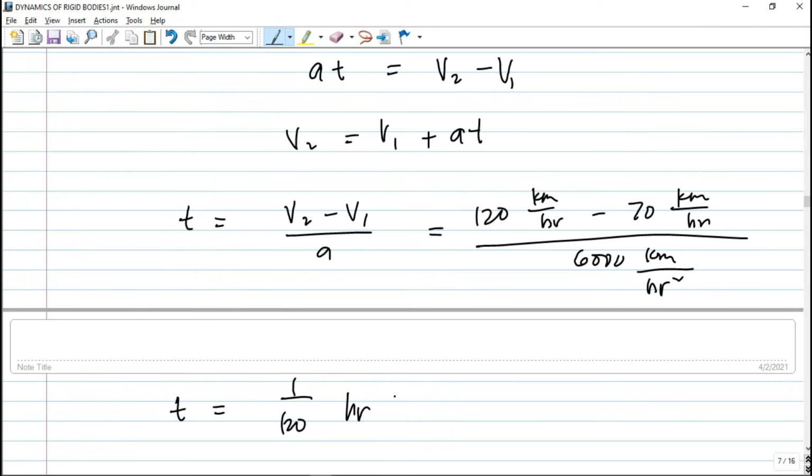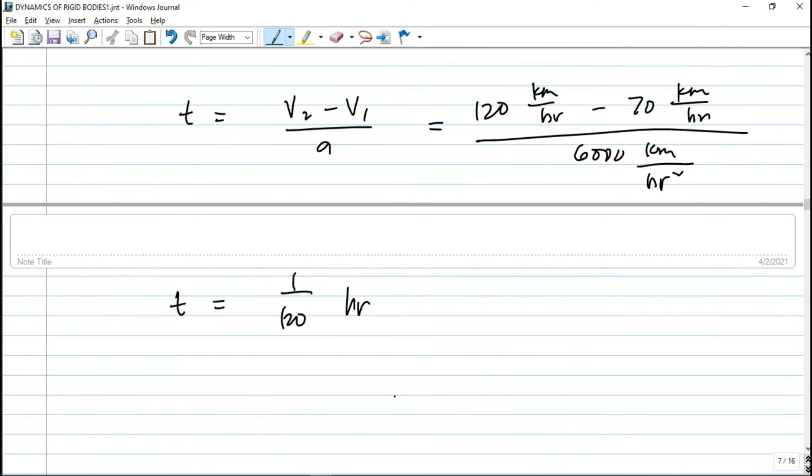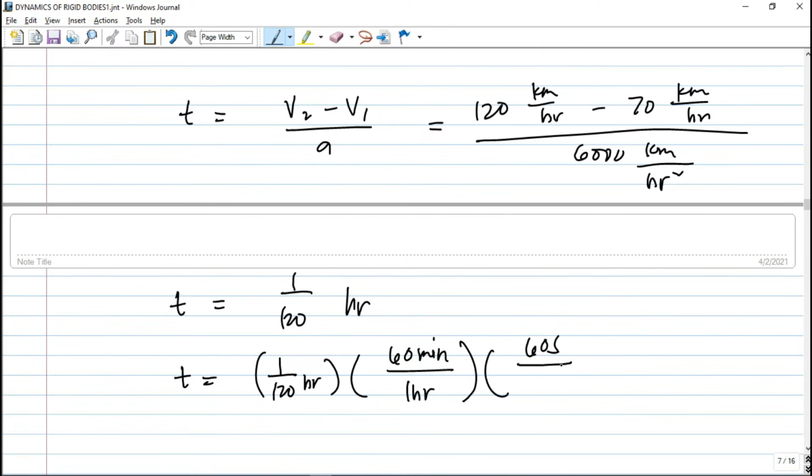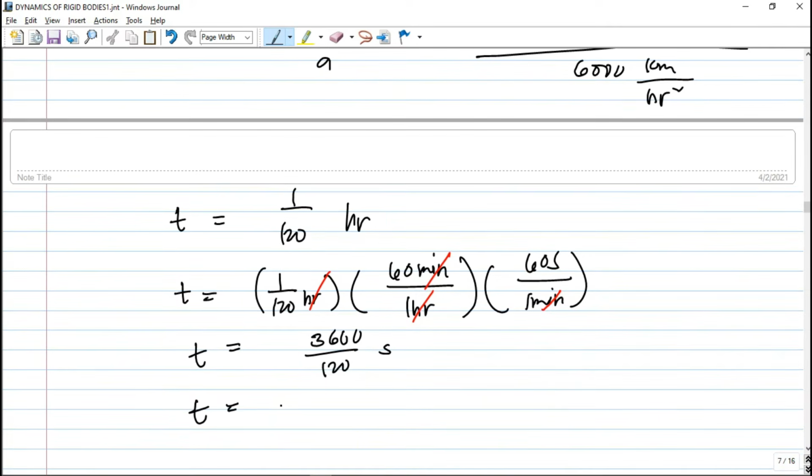Hour. Okay, so let's just convert this to seconds guys para mas okay yung value natin. So t is equal to 1 over 120 hour. Convert natin muna to minutes. So this is 60 minutes per 1 hour. Then we have here 60 seconds per 1 minute. So we can just cancel these out. So unit natin guys is seconds. So t is equal to 3,600 over 120 seconds. T is equal to 30 seconds.